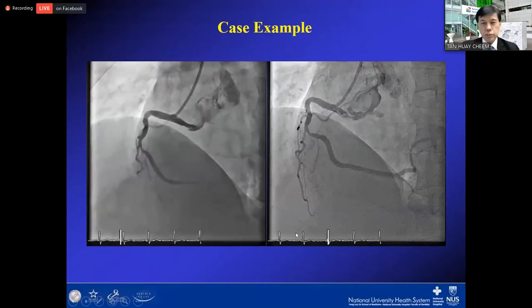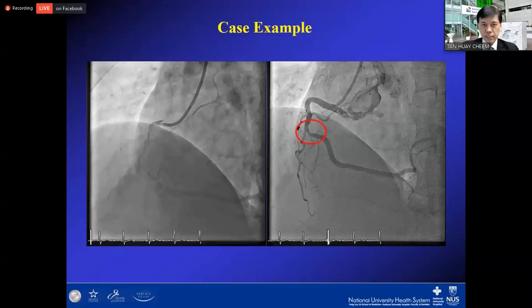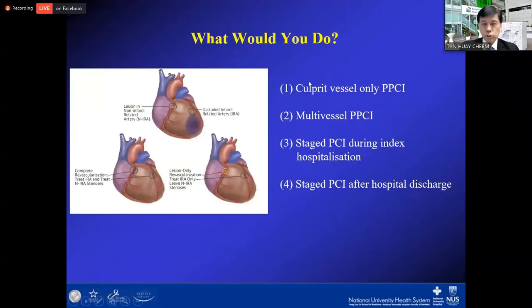So the question here in these patients with multivessel disease in a STEMI setting is, what do we do with it? Do we just treat the diagonal and leave the rest alone? Or can we go ahead and do a multivessel primary PCI for every one of the remaining lesions? Or can we stage the PCI during the hospital stay of this patient? Or do we stage the PCI after the patient has been discharged?